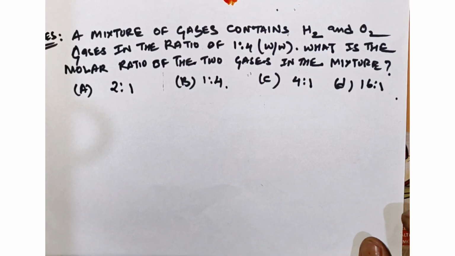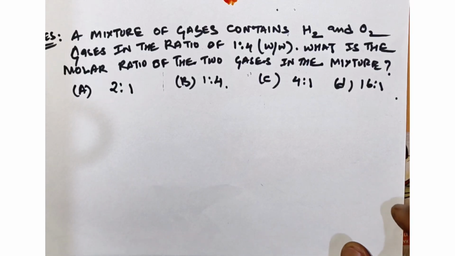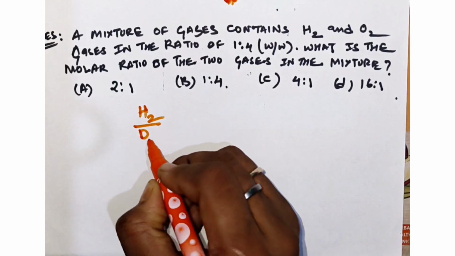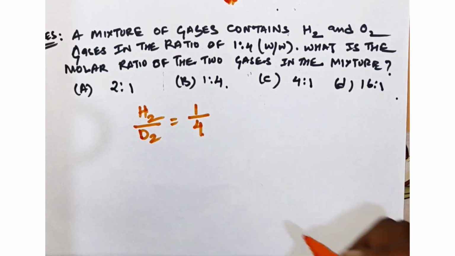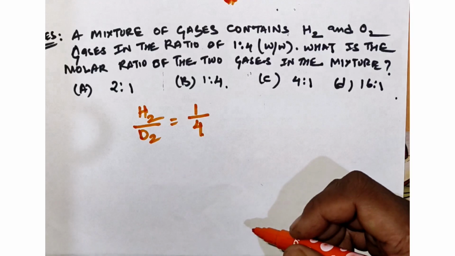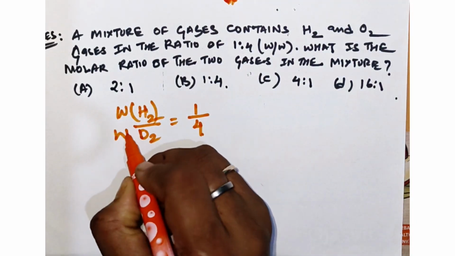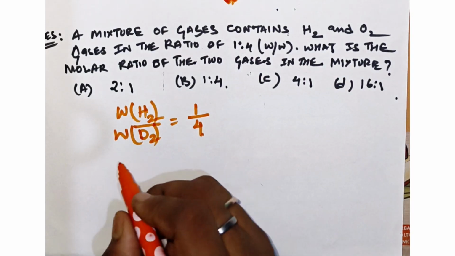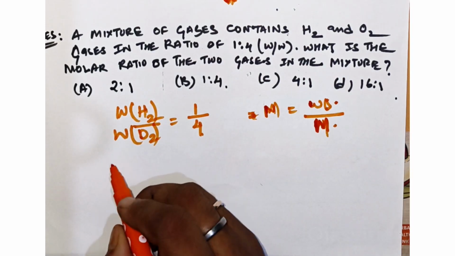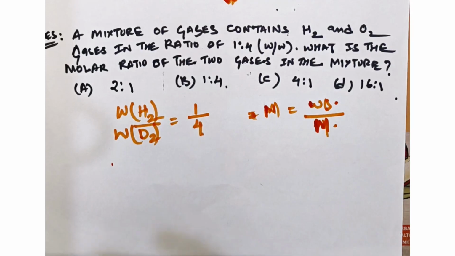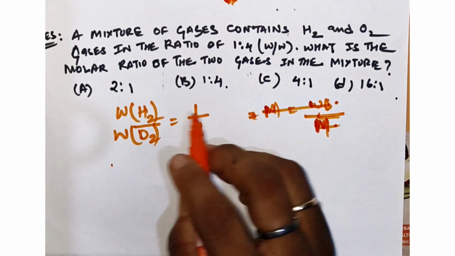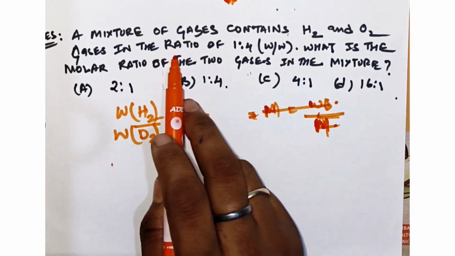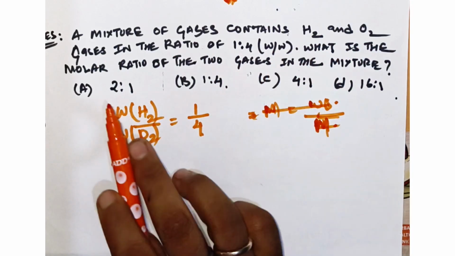the next question is, a mixture of gases contains hydrogen and oxygen gases in the ratio of 1:4. So hydrogen and oxygen ratio is 1:4, by weight. The weight of hydrogen and the weight of oxygen is given to you. What is the molar mass ratio of the two gases in the mixture? Now we have to find here, the mixture of gases contains H2 and O2 gases in the ratio 1:4 by weight. What is the molar mass ratio?